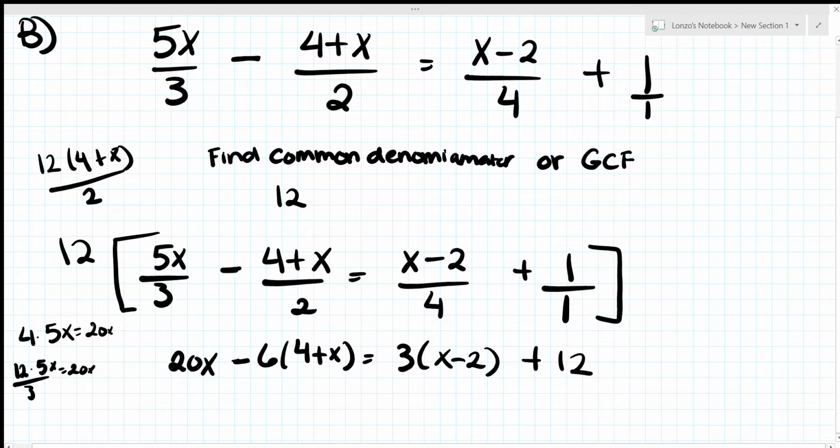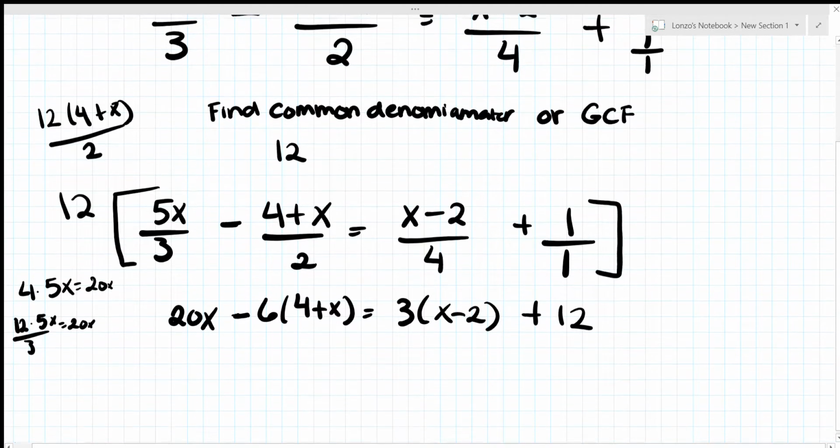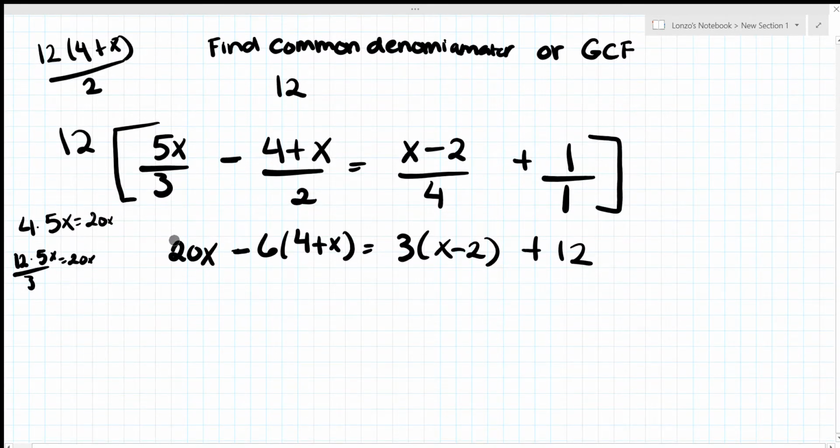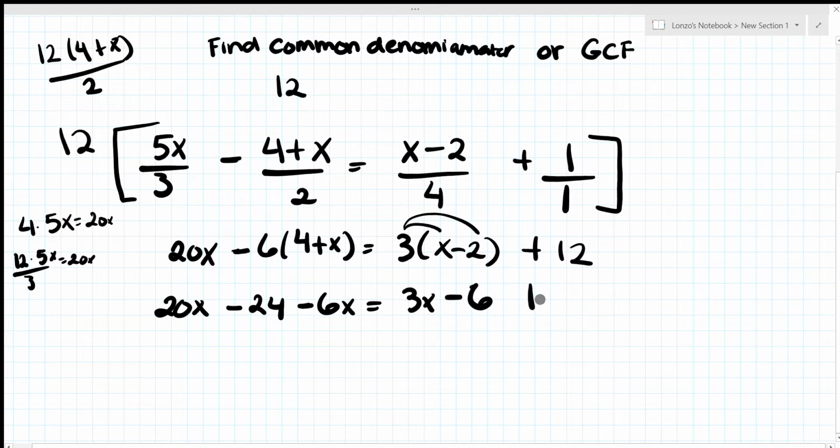Okay, now we can just clean this up. 20x is just 20x, right? Nothing changed. Now this negative, we can FOIL out this negative 6x, and it's negative 6. So negative 6 times 4 is negative 24. Negative 6 times x is negative 6x. FOIL this out as well, right? 3x minus 6 plus 12.